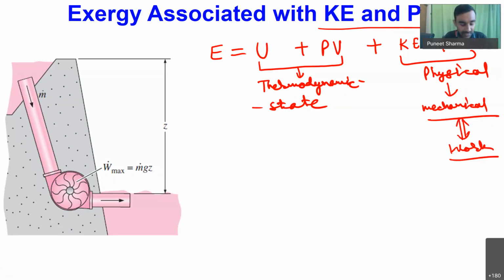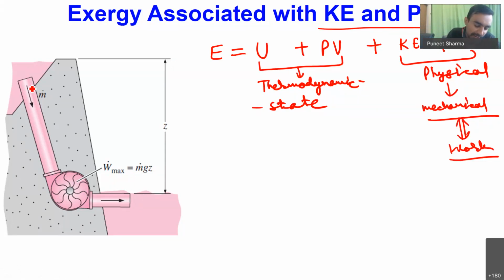So if I take this system, say I have a reservoir maintained at some height Z, and we have some pipe and some turbine over here.